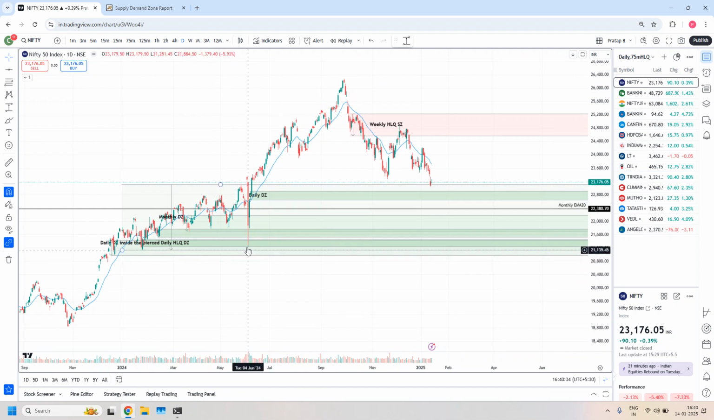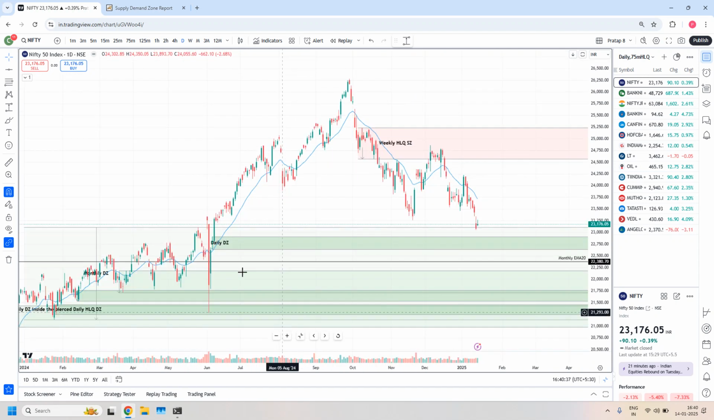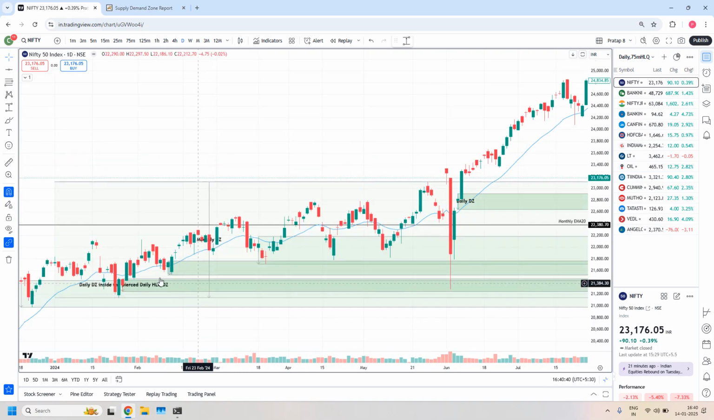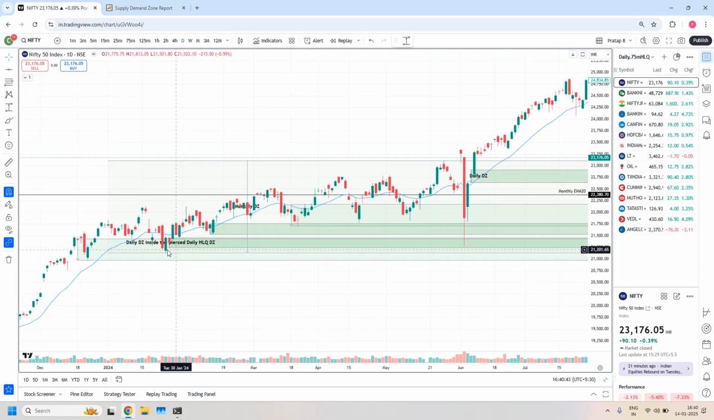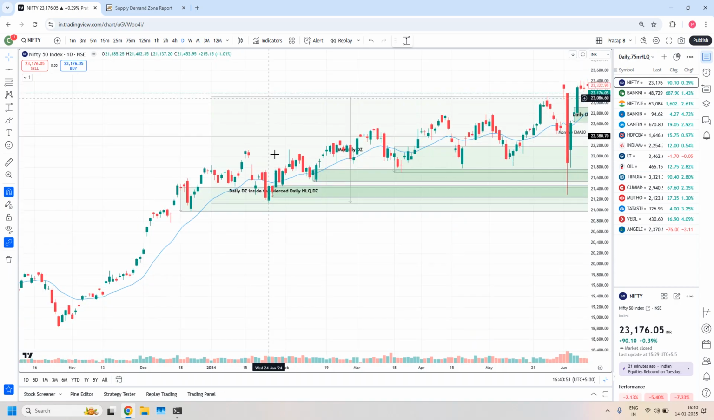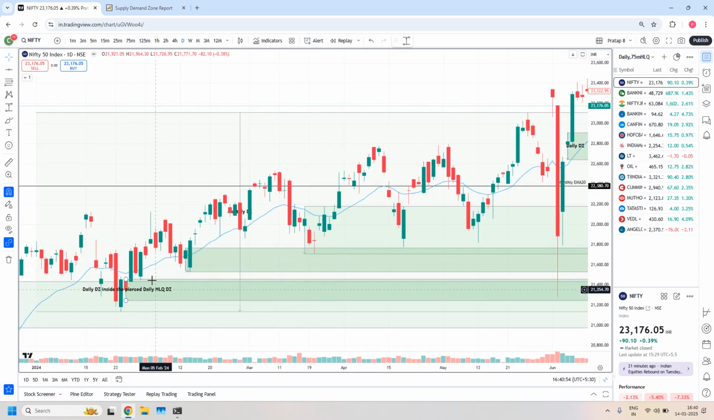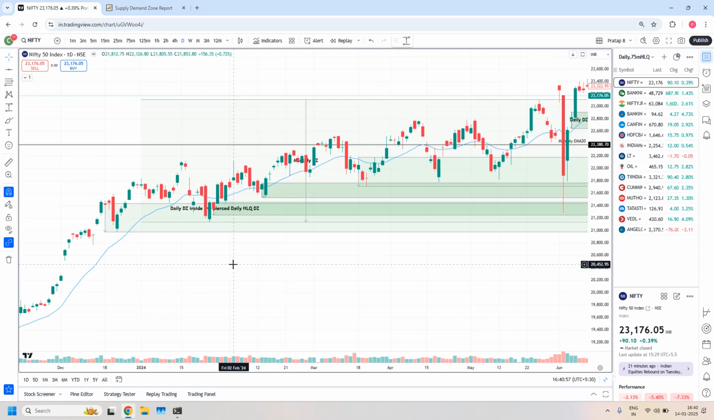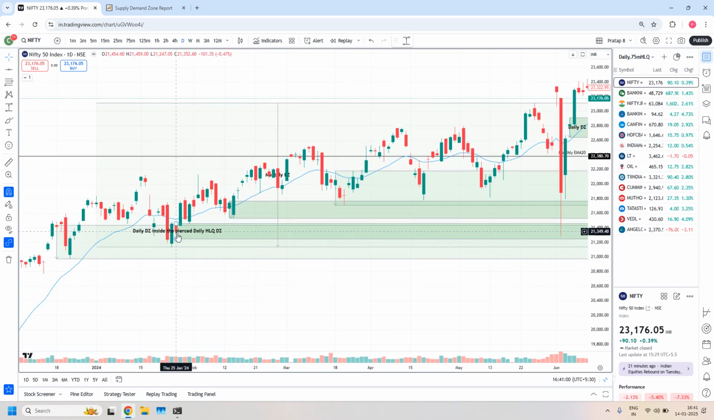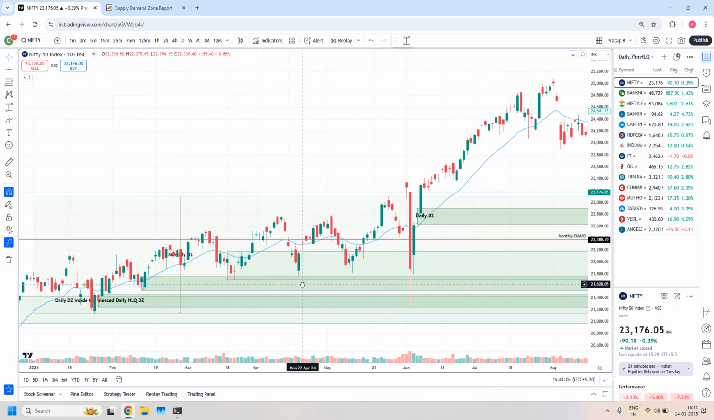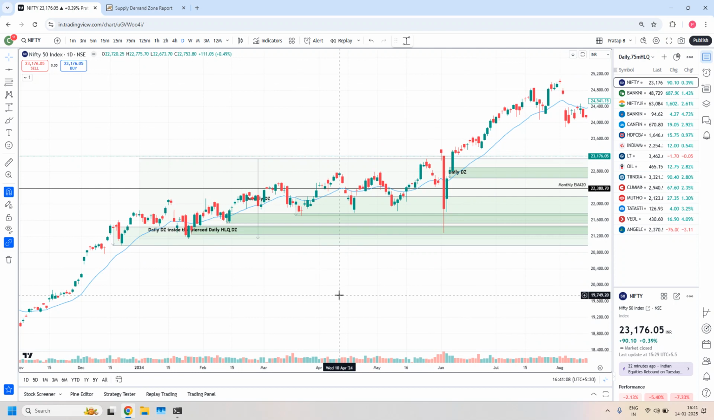Okay, fine. This is the area where we have a pierced zone, and moreover, inside the pierced zone, a fresh zone is created. And this fresh zone is inside the monthly zone and also inside the weekly zone, but the weekly zone we compromised. But we identified a fine-tuned 5-minute zone inside the pierced daily zone. So it is having zone confluence, weekly and monthly zones. Okay, this is about the daily time frame.